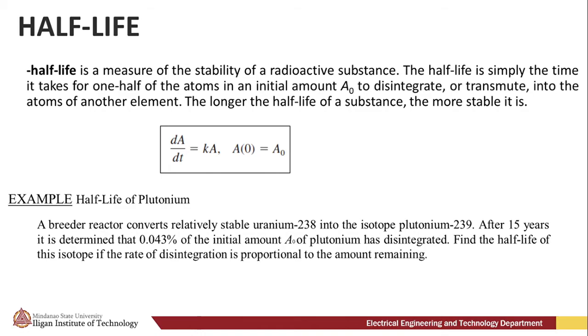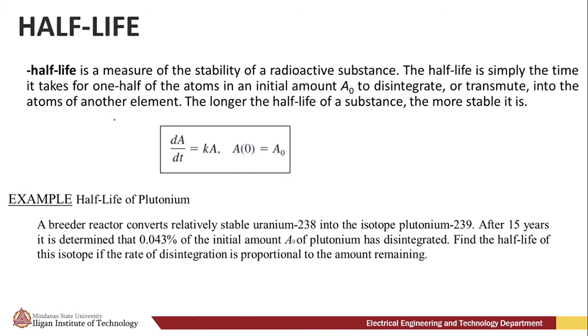Next, we have the half-life. Half-life is a measure of the stability of a radioactive substance. The half-life is simply the time it takes for 1/2 of the atoms in an initial amount A sub 0 to disintegrate or transmute into the atoms of another element. So the longer the half-life of a substance, the more stable it is.